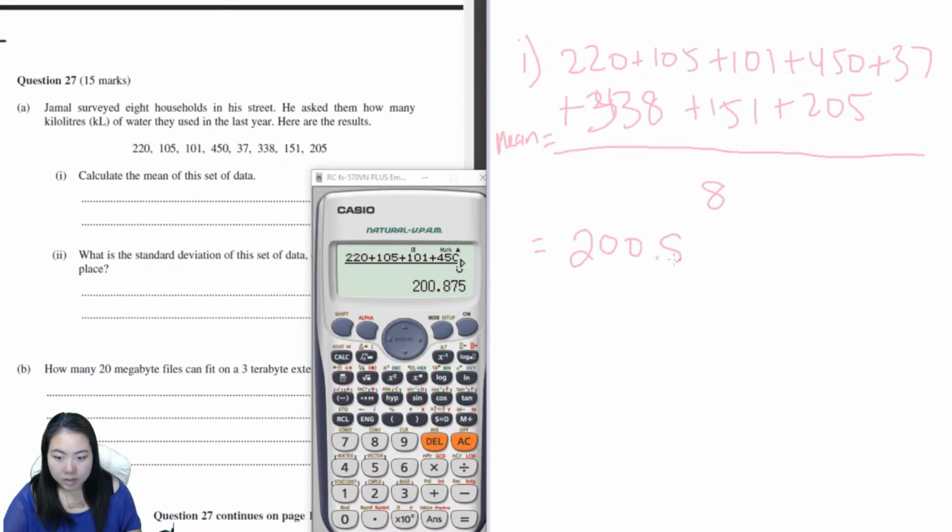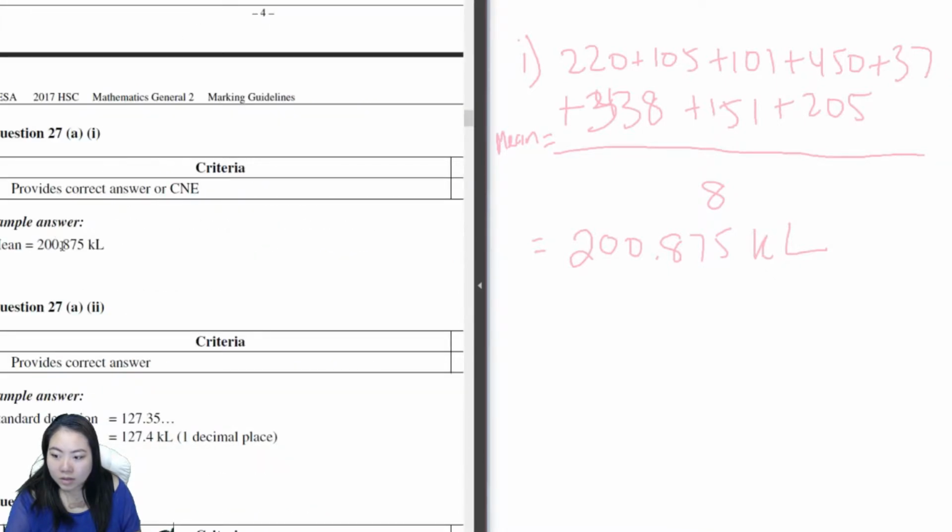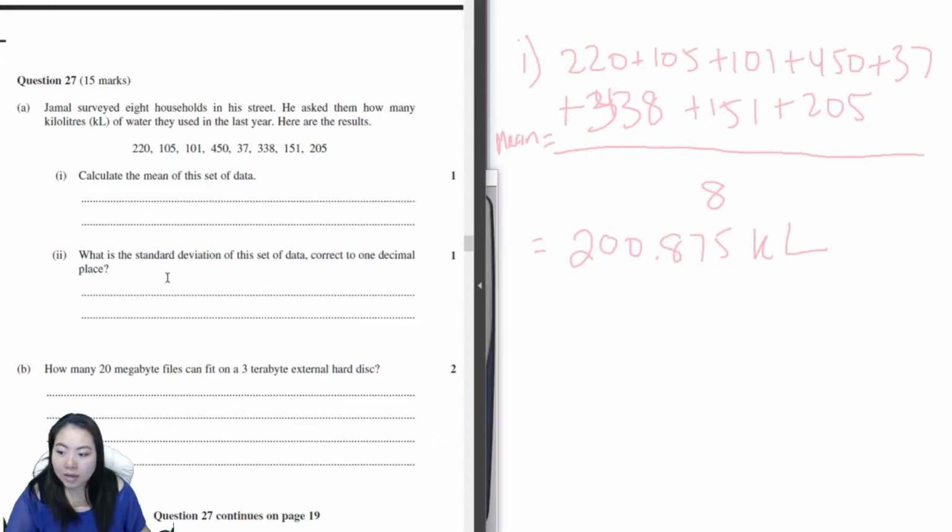200.875 kiloliters. That's worth 1 mark, I believe. Now I'll just have a think about this answer and see if it makes sense. Is the average around 200? I think it seems plausible, so I'm going to stick with it. Let's check the answers. 200.875 kiloliters. Excellent.